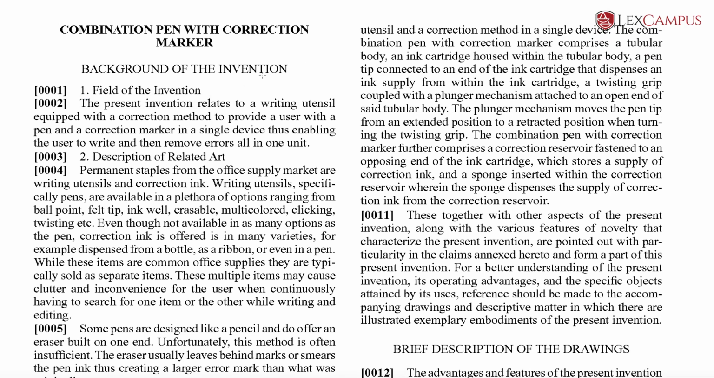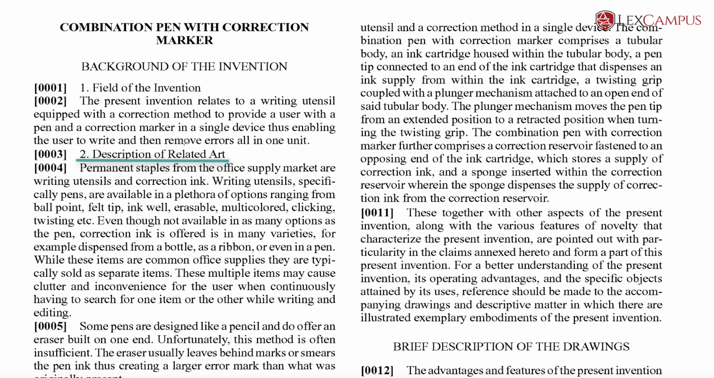Field of invention. The present invention relates to writing utensil. It's a choice of word. It could have been writing device, writing instrument, writing apparatus, equipped with a correction method to provide a user with a pen and a correction marker in a single device, thus enabling the user to write and then remove errors all in one unit. So we understand what is the field of the invention. It's a combo device.